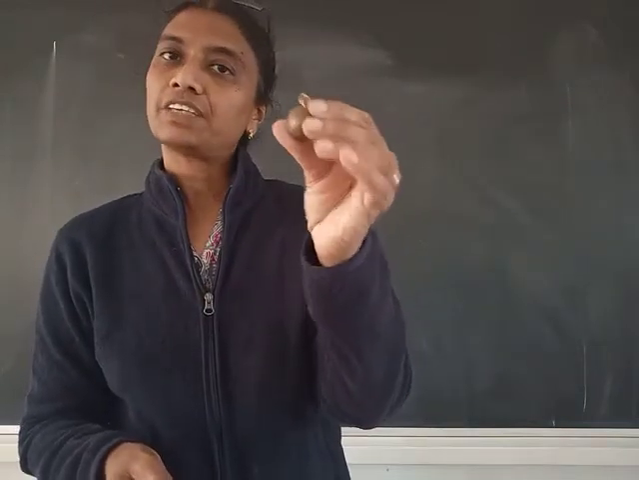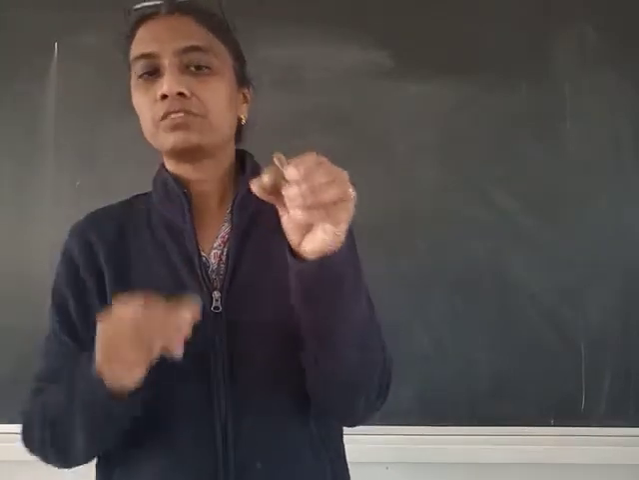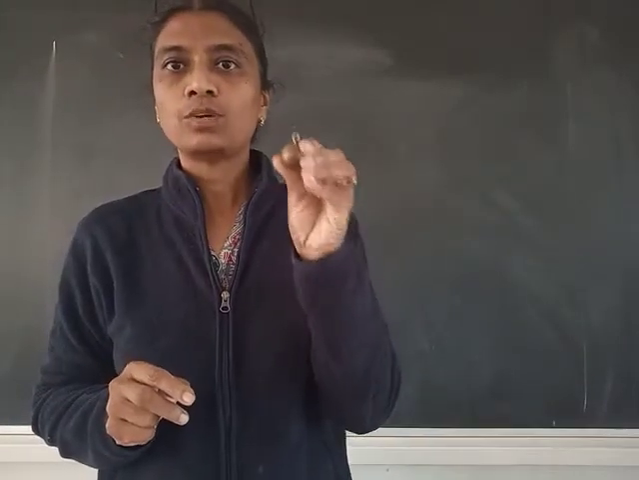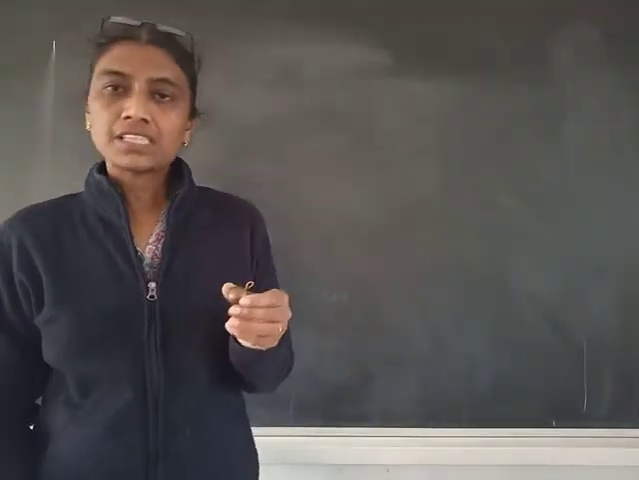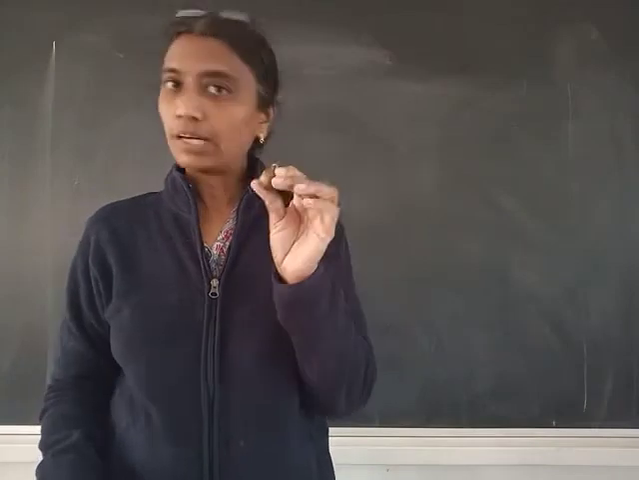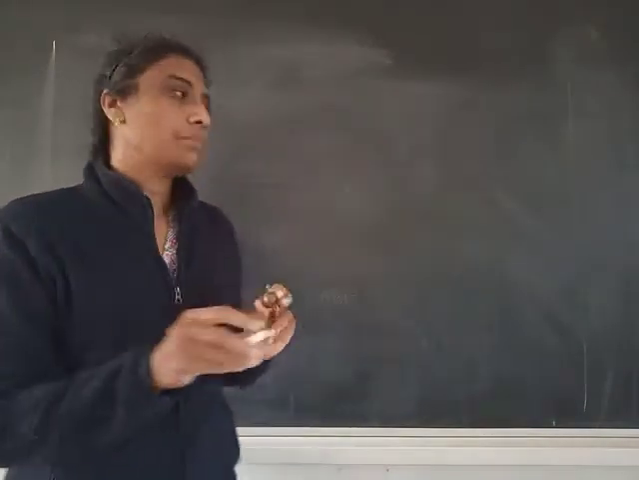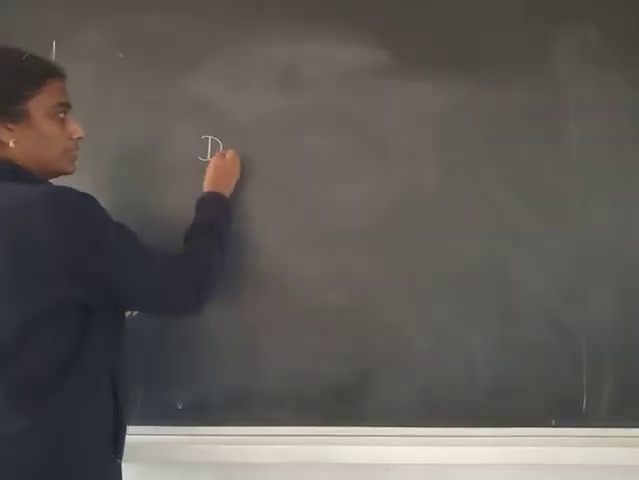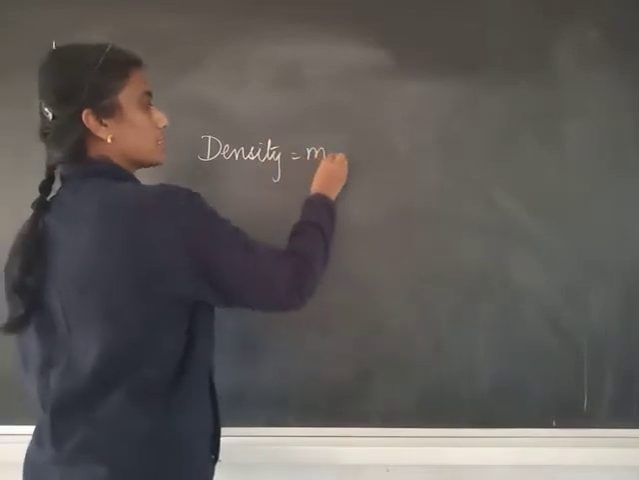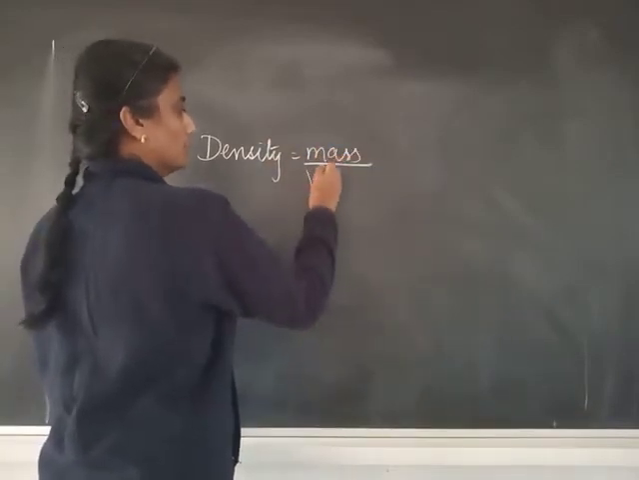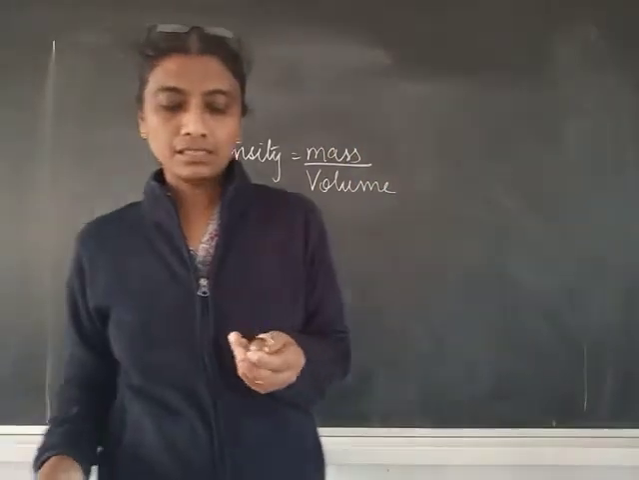Now we are going to find, for example, the volume of this sphere. So first we have to find the density of the sphere, for which I need two things, mass and volume. Okay, density is equal to mass upon volume. So I need both mass and volume.